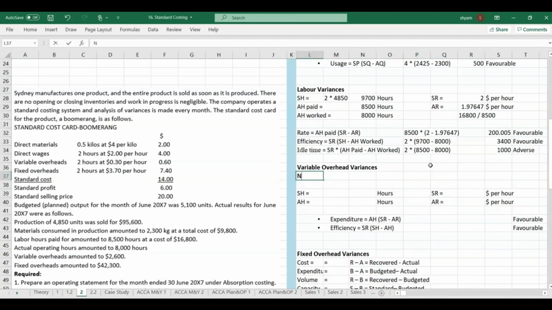Note, variable overhead hours are incurred only when labor is working. When labors are working, it moves along with actual labor hours. So hope you got the idea here.